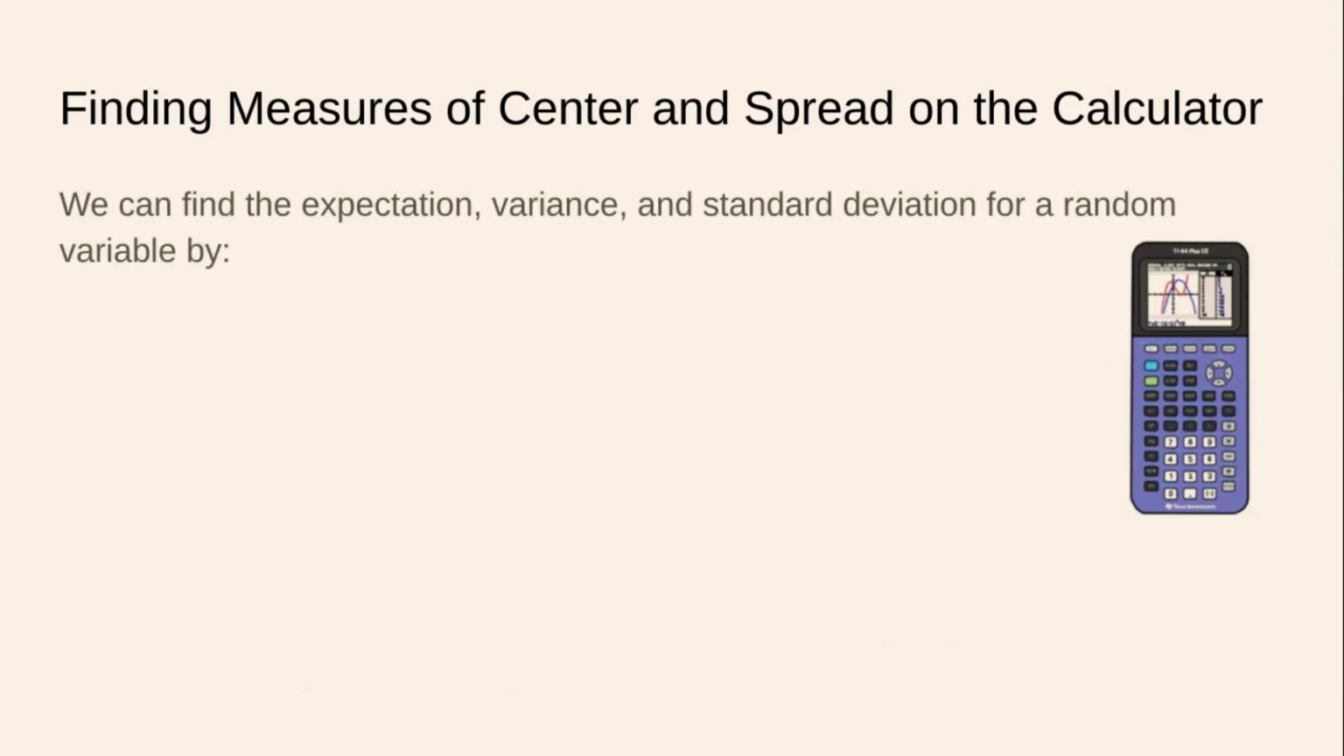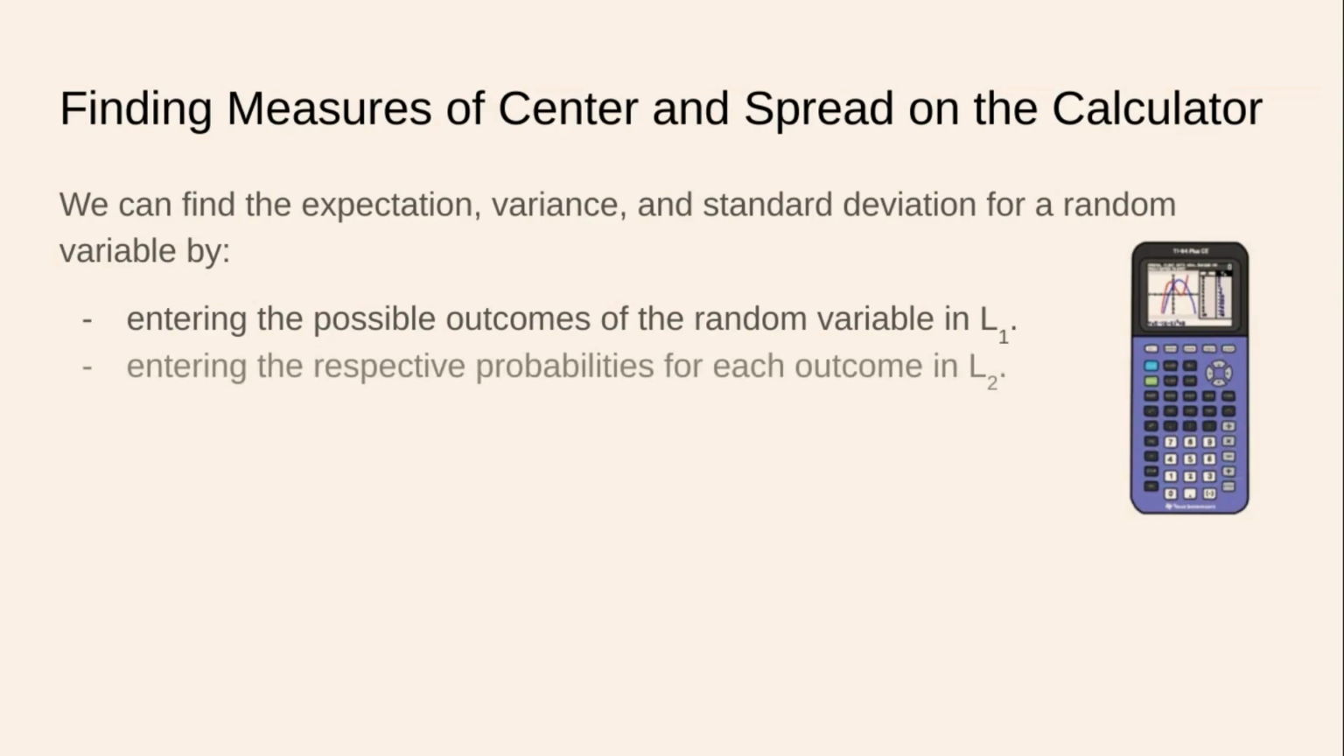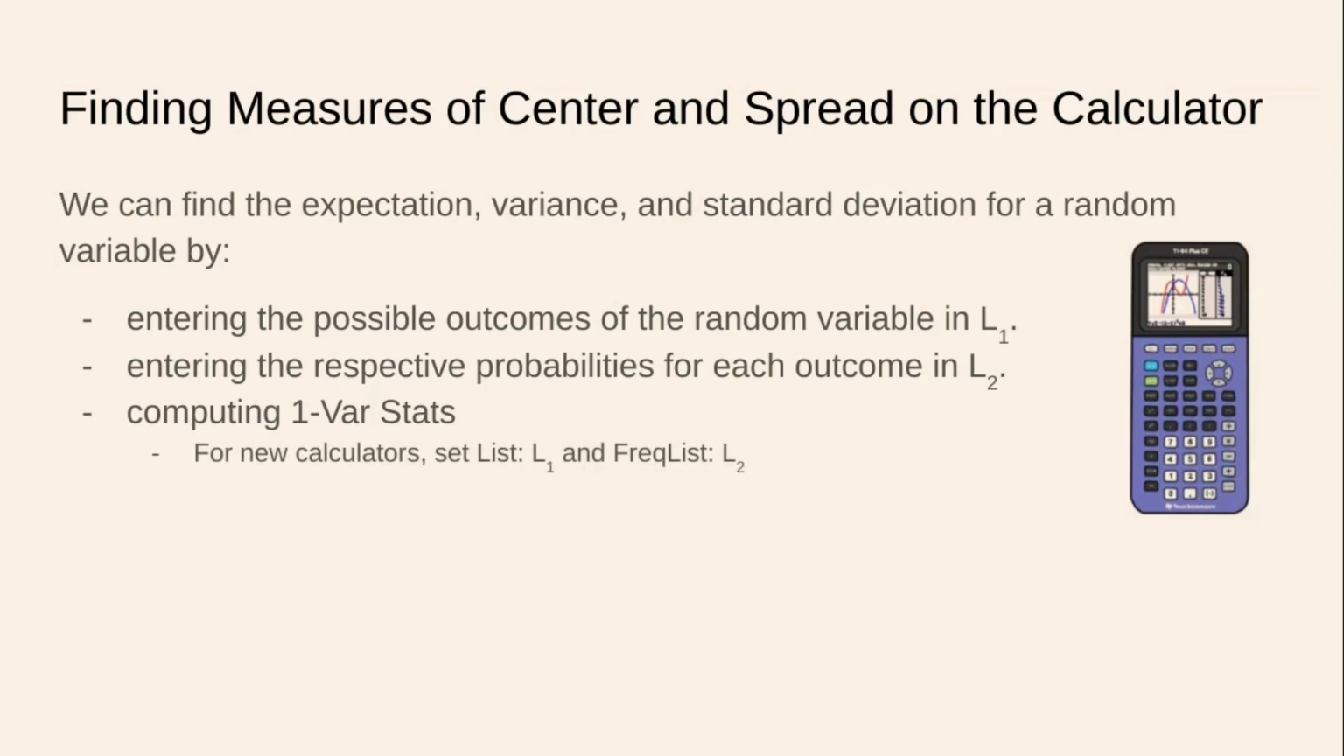So we can find the expectation, variance, and standard deviation for a random variable by entering the possible outcomes of the random variable in list number 1, entering the respective probabilities for each outcome in list number 2, and computing one variable stats. All right, so for new calculators, we're going to make sure we set list to list 1 and frequency list to list 2.